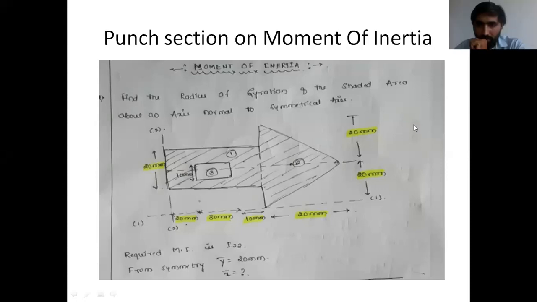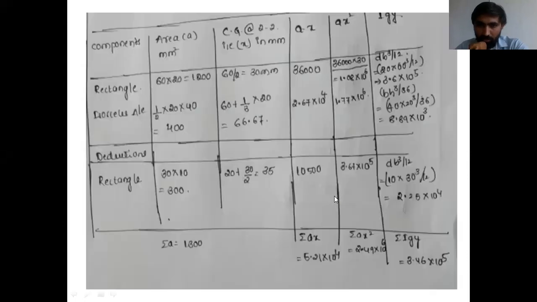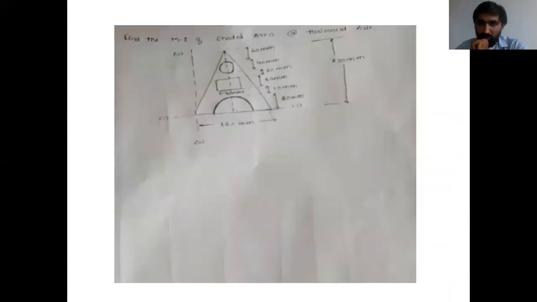Then I will give one problem as homework. We can solve this problem before coming to the next class. This is the same as the previous problem. Here you can copy this down and find the moment of inertia with reference to the 1-1 and 2-2 axes.